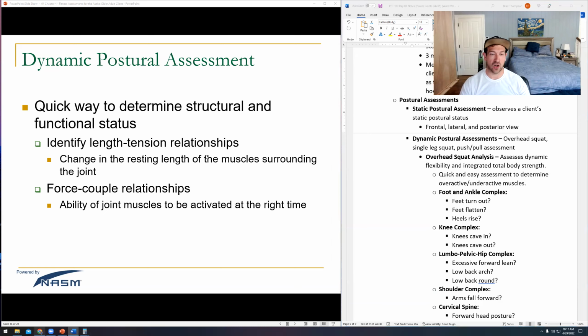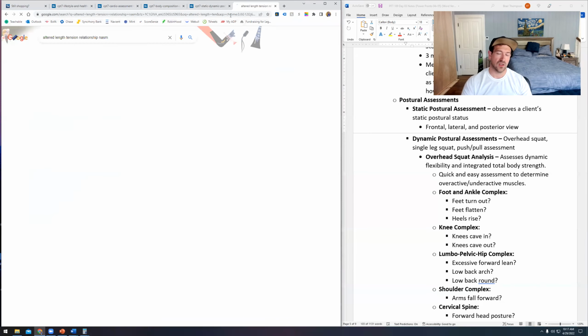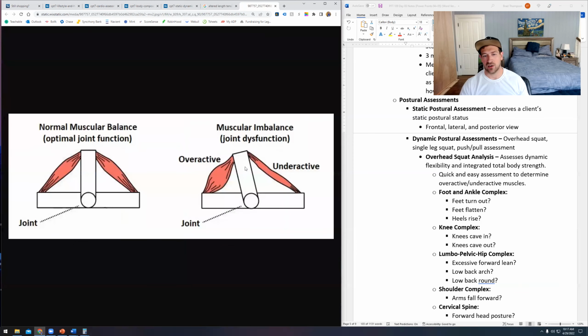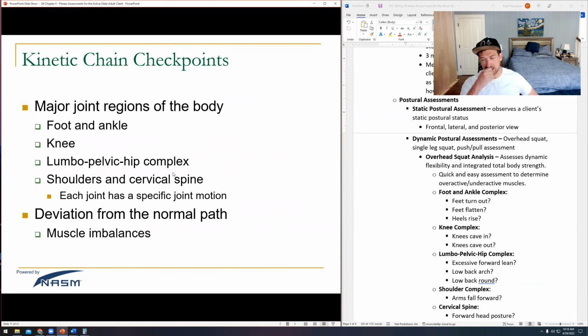Obviously, if they have an altered length tension relationship, they've got that overactive muscle on one side of a joint and the underactive muscle on the other side of the joint. So we now know what it is that we want to stretch with the overactive stuff and what we want to strengthen with the underactive stuff. So we are going to have our client move through specific postural assessments, right?